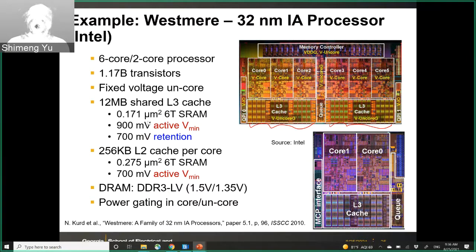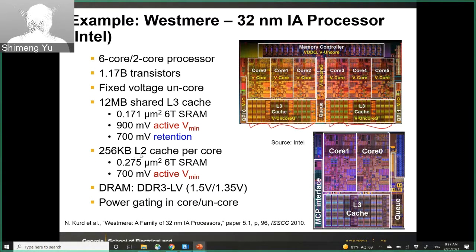And here are more details of the L3 cache. It's implemented by the 6-transistor SRAM cell, and each cell is about 0.171 micrometer square. And then it has two power supplies. During the active mode, the power supply is 900 millivolts, and during the retention mode, that means you don't do the read or write, you just hold the data, then it's like 700 millivolts.